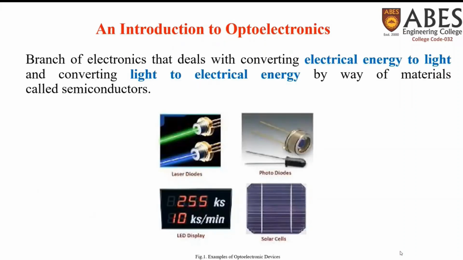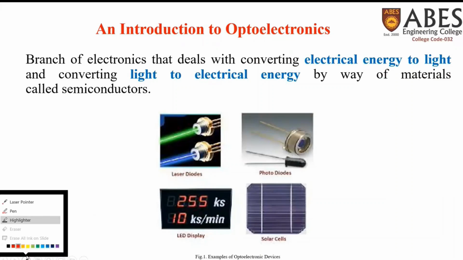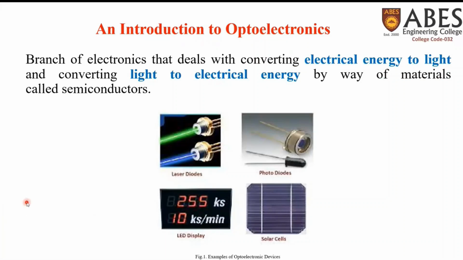Let us discuss now about optoelectronics. Optoelectronics is basically a branch of electronics that deals with the conversion of electrical energy into light energy and vice versa with the help of semiconductors. Semiconductors are the materials whose conductivity lies in mid of conductors and insulators. As we can see in the following figure, laser diodes and LEDs are the types of light sources, whereas photodiodes and solar cells are the photodetectors.